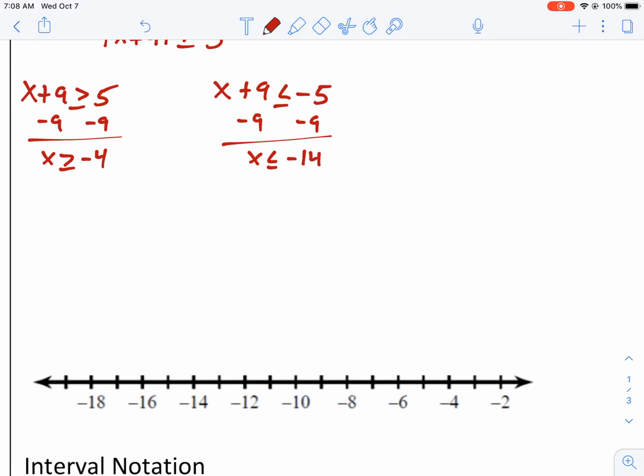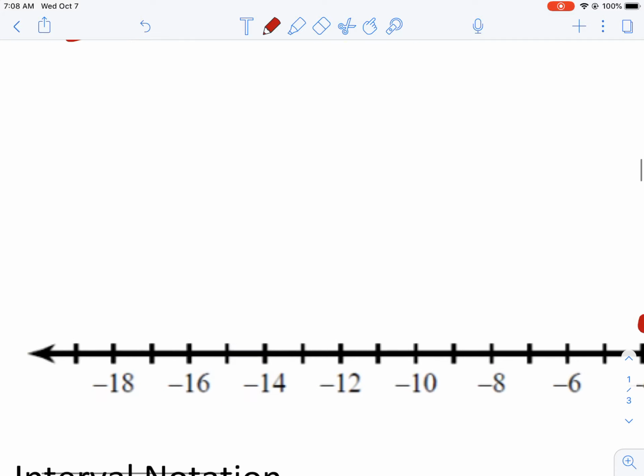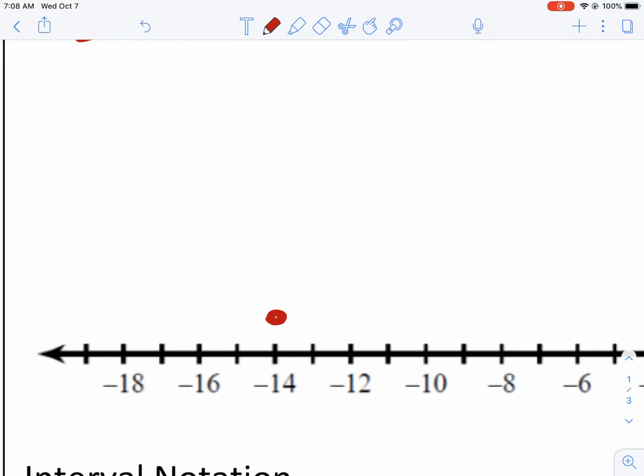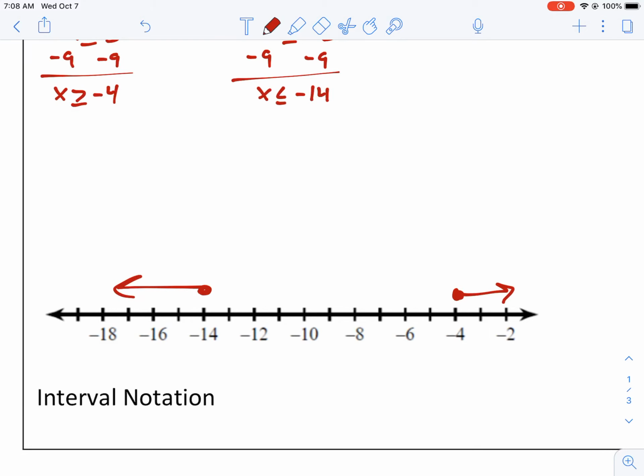So these ones are going to be going in opposite directions. So we've got a solid dot at negative 4, solid dot at negative 14. We're greater than negative 4, so that's to the right. We're less than negative 14, so that's to the left. So we're going to need two inequalities here. The first one from negative infinity to negative 14. The second one from negative 4 to infinity.